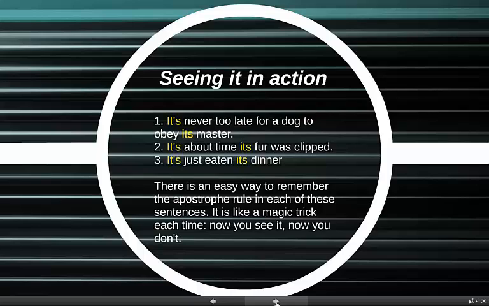One way you can remember this, which I always like, is that you can think of it as a magic trick. In each of these examples, the apostrophe is just like a magic trick. Now you see it, now you don't. So all you have to do is remember one of these examples and think of the magic trick, and it should work for you.